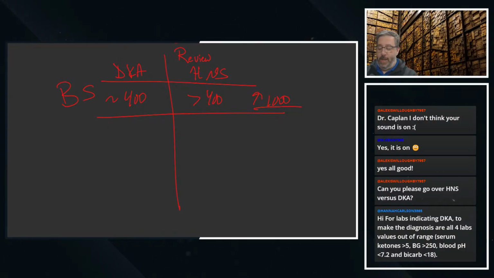The next thing we're going to look at is the pH. With regards to DKA, because they're in ketoacidosis, we know they're going to be acidotic. So pH will be less than 7.25, 7.3 in that area. And pH will be relatively normal with hyperosmolar because they still have a little bit of that insulin left. So they're not going to have any problems with developing ketosis.